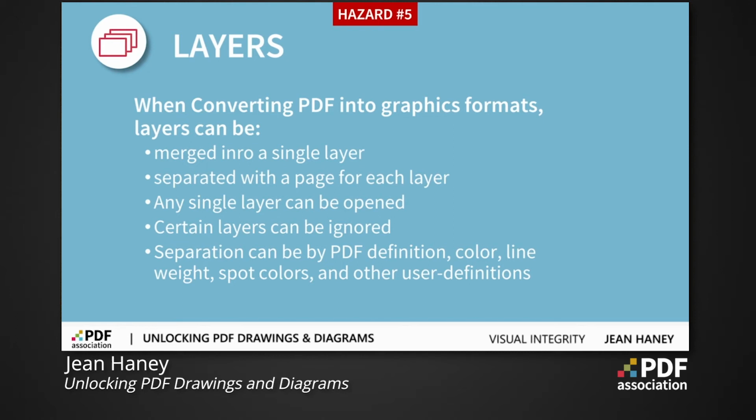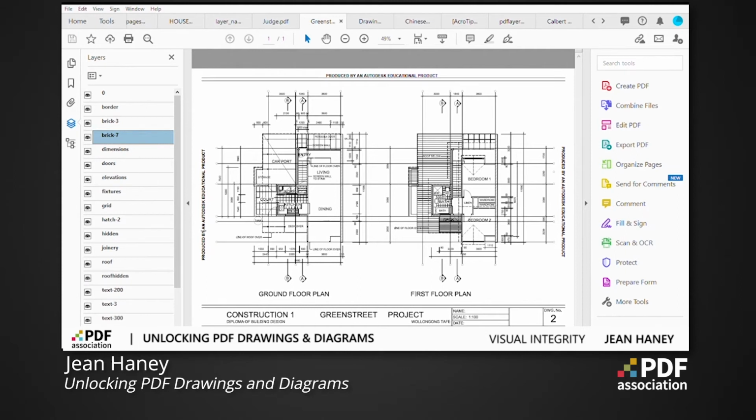Layers can be merged into a single layer, or separate graphics can be created for each layer. An individual layer can be opened, and specified layers can be ignored. Let's open a PDF to view its layers.